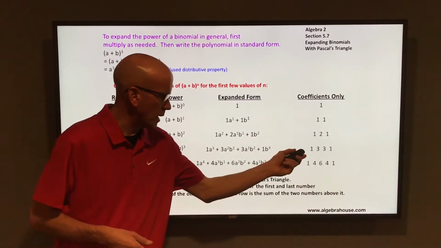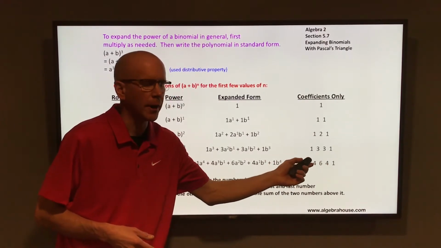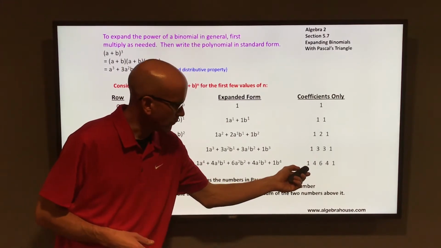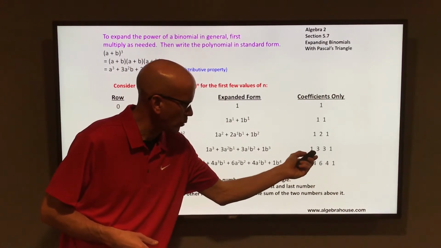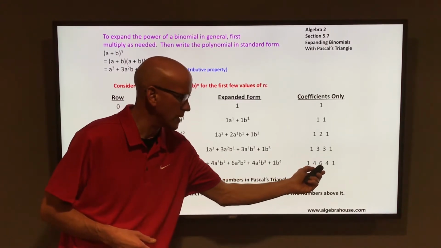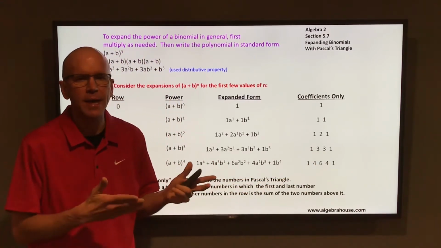So if we look at these last two rows, on each of these last two rows, the first and last numbers are 1. And if we look at this last row in comparison with the row above, the first and last numbers are 1, but if you add the 1 and the 3, you get 4. And if you add the 3 and the 3, you would get 6. And then add the 3 and the 1, you get 4. So you can create that triangle.